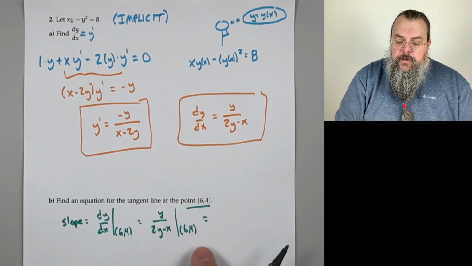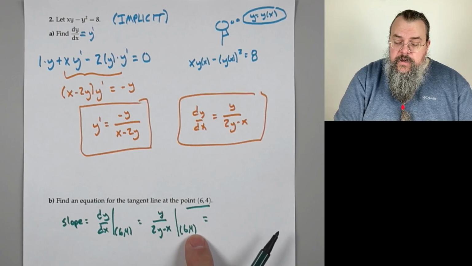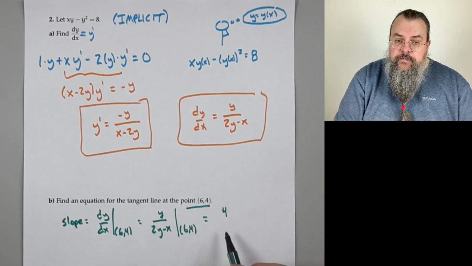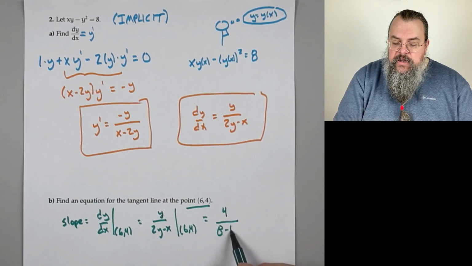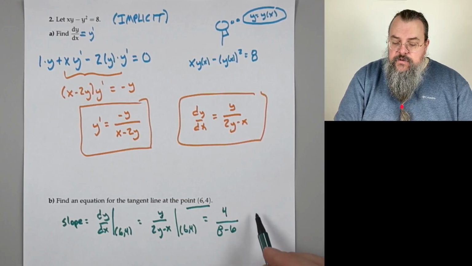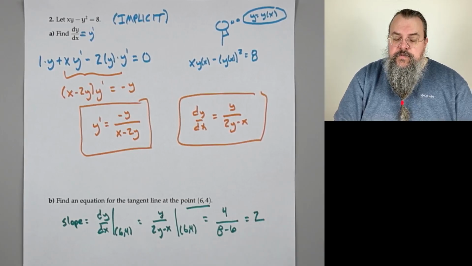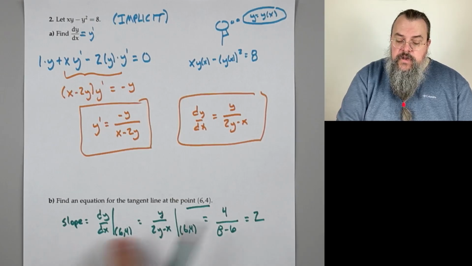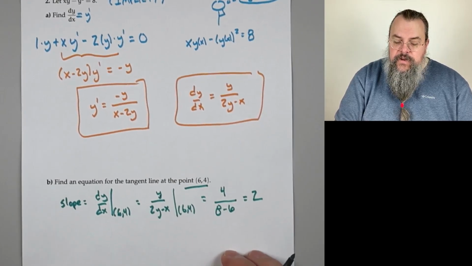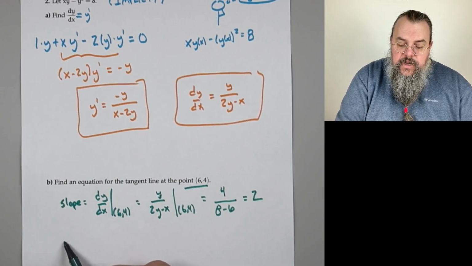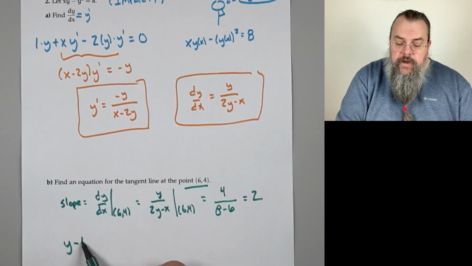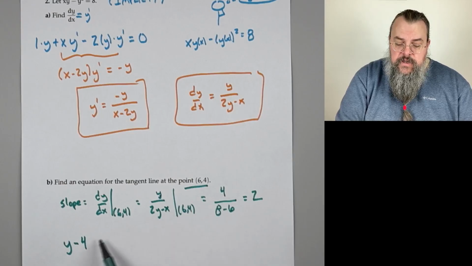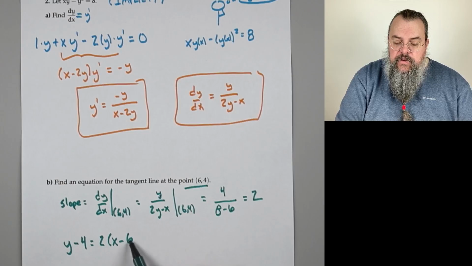And so we say, okay, wherever we see a y, we're going to put a 4. Wherever we see an x, we put a 6. So that's a 4 upstairs. Downstairs, 2 times 4 is 8 minus 6. So that's 4 over 2, which is 2. So now we have our slope. We have our point. And say, okay, our tangent line is y minus our y value, which is 4, is equal to our slope 2, x minus our x value.